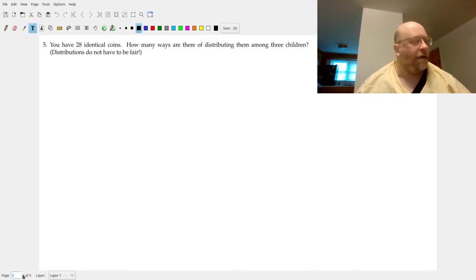This was number 5 from exam 1. You have 28 identical coins. How many ways are there of distributing them among 3 children? Distributions do not have to be fair. So there are a couple of ways that we can look at this.